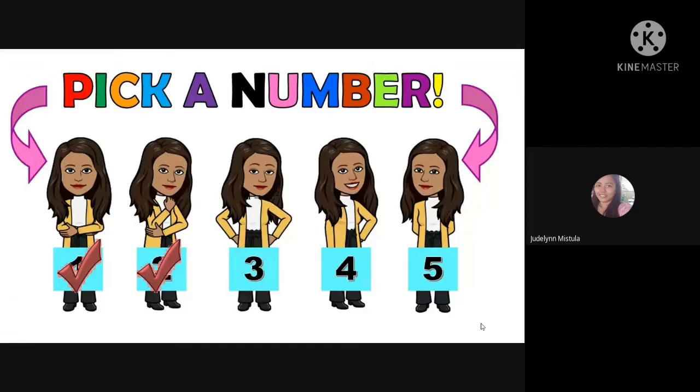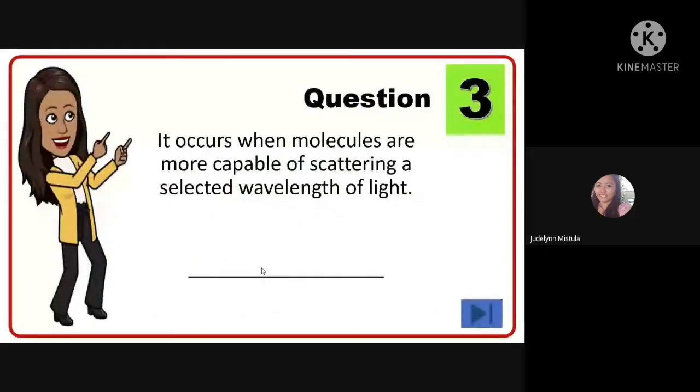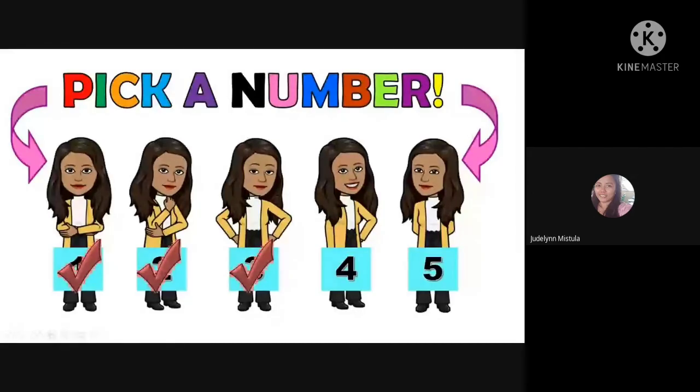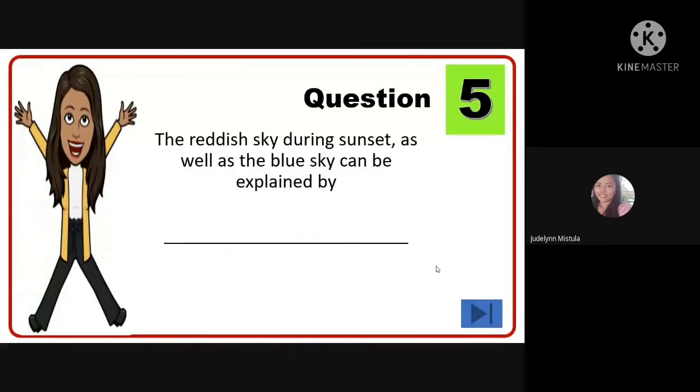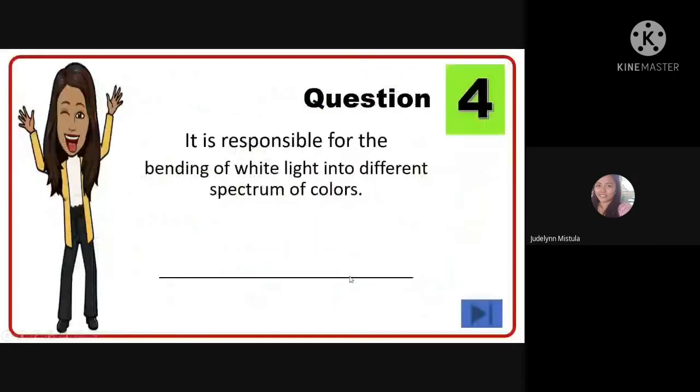Next number. Okay, you chose number 3. It occurs when molecules are more capable of scattering a selected wavelength of light. What term is being described? Then choose again another number. Okay, number 5. The reddish sky during sunset as well as the blue sky can be explained by blank. Finally, we have number 4. It is responsible for the bending of white light into different spectrum of colors. What is it? Have you answered it all correctly?